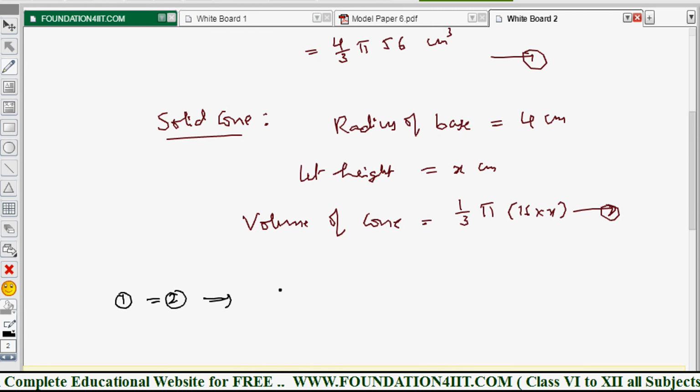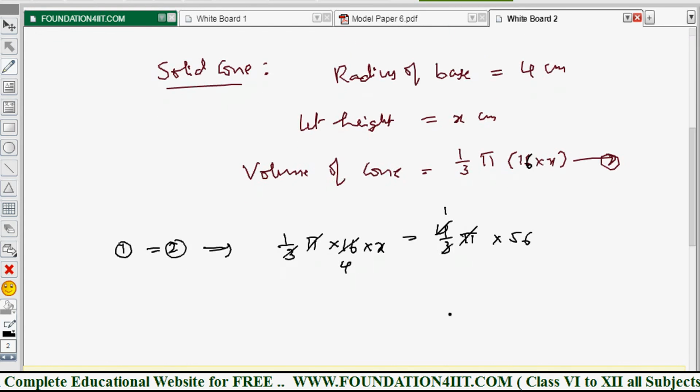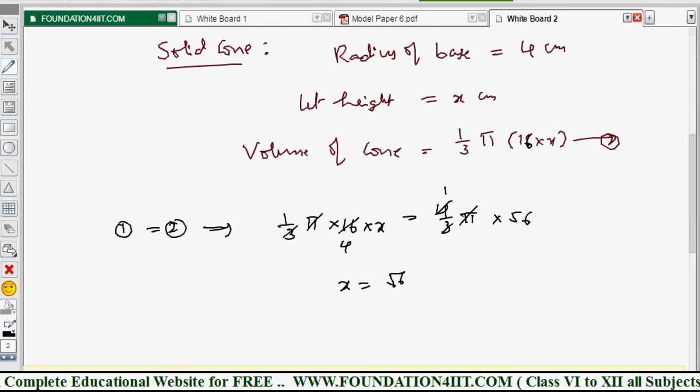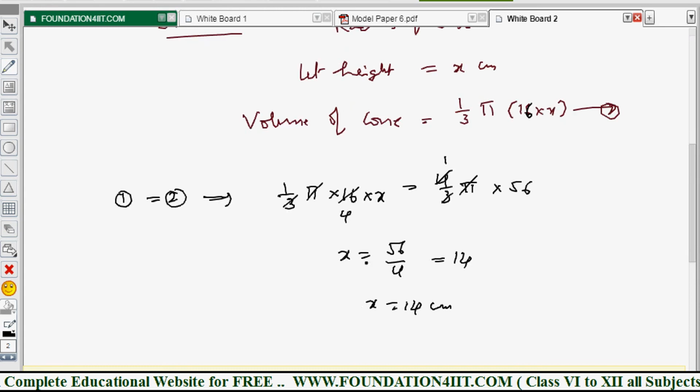So that implies 1 by 3 pi into 16 into x. 4 square is 16. So that is equal to 4 by 3 pi into 56. By cancellation, pi gets cancelled, denominator 3 cancelled, and 4 ones are 4, 4 fours are 16. So 4x is equal to 56. x is 56 by 4, that is equal to 14. So x is equal to 14 centimeters. That means the height of the cone is 14 centimeters.